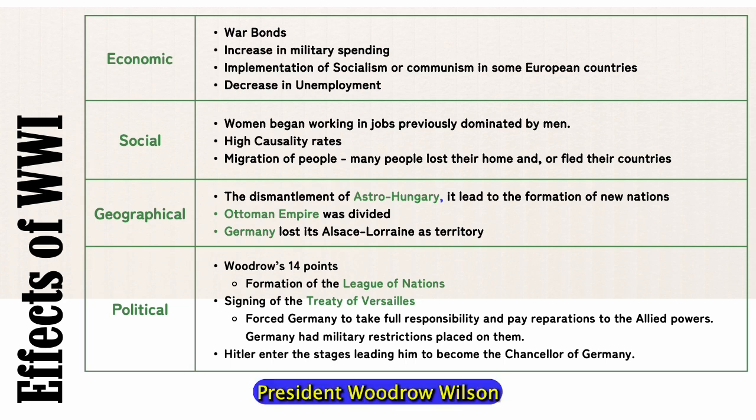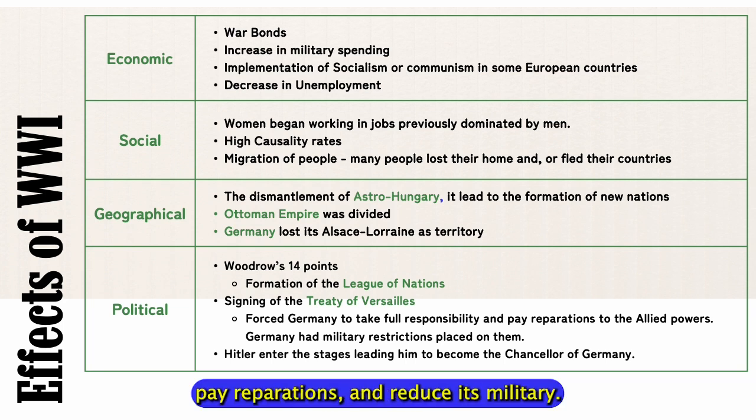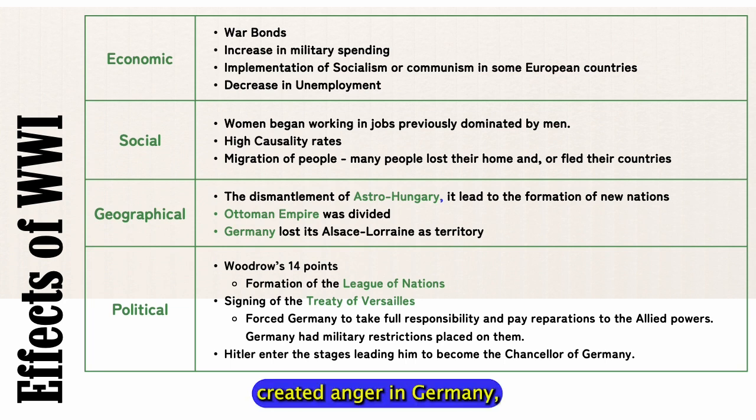U.S. President Woodrow Wilson introduced his 14 points, a plan for peace that included allowing nations to govern themselves, called self-determination. The League of Nations was created to prevent future wars. However, the Treaty of Versailles punished Germany harshly. Germany had to accept blame for the war, pay reparations, and reduce its military. These punishments created anger in Germany, eventually helping Adolf Hitler rise to power.